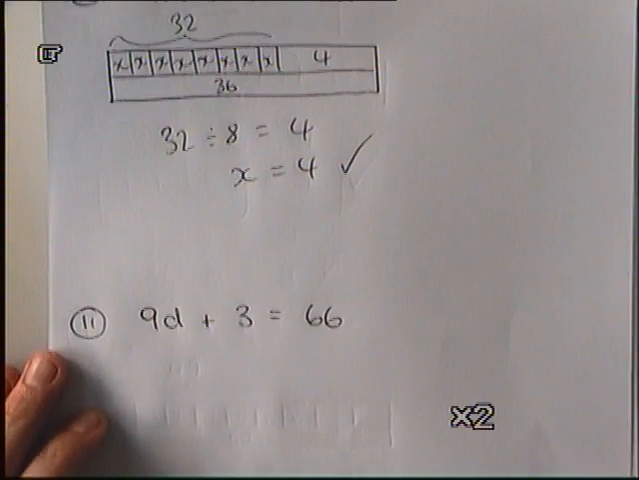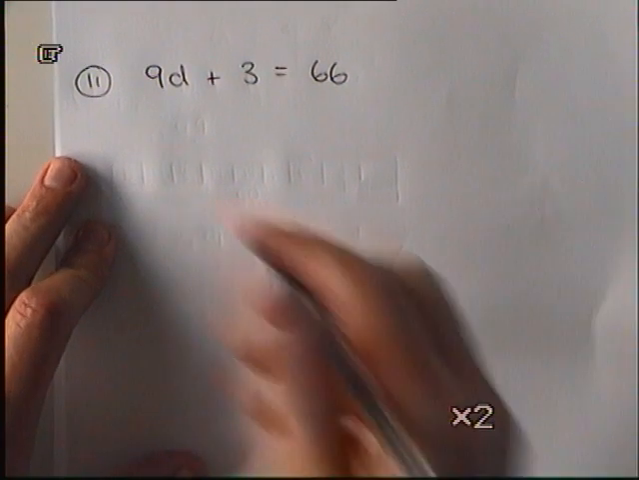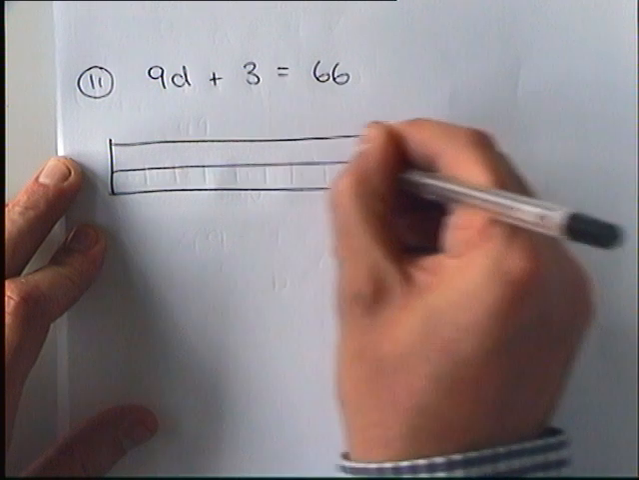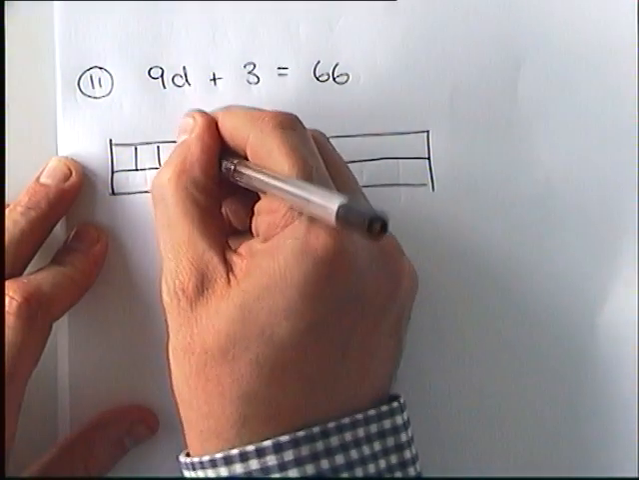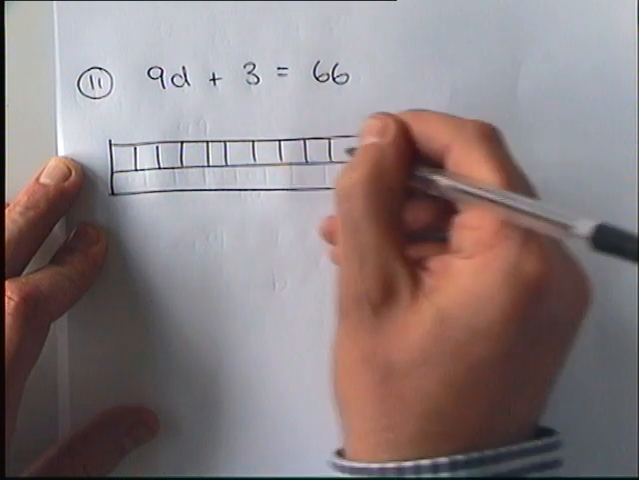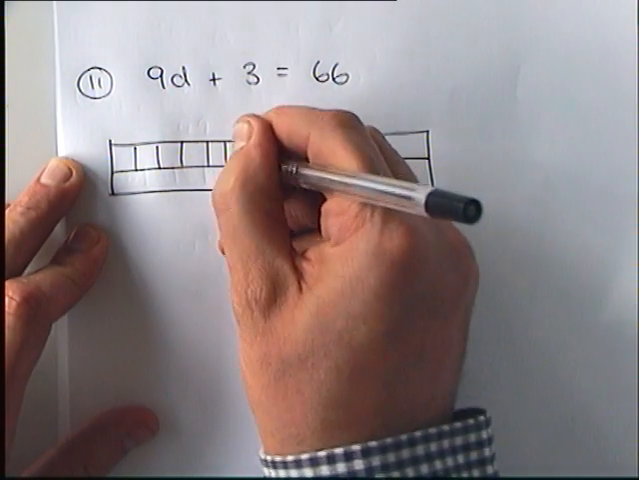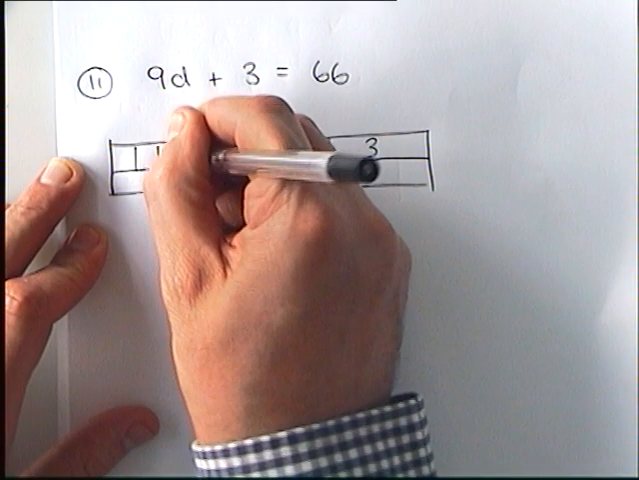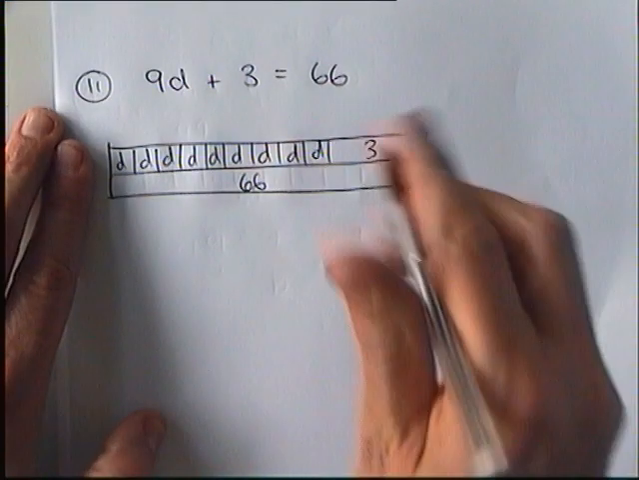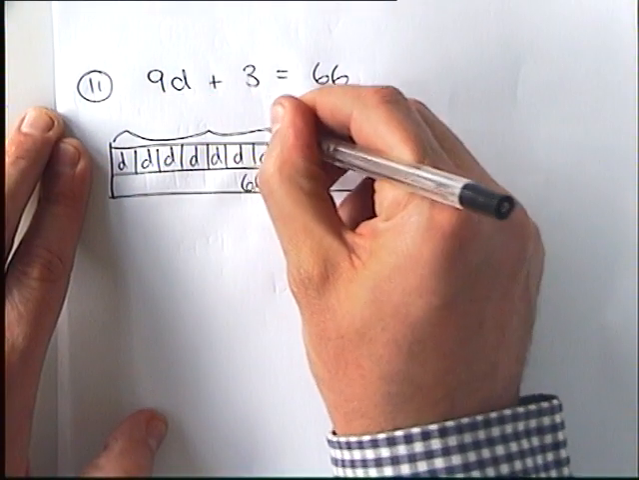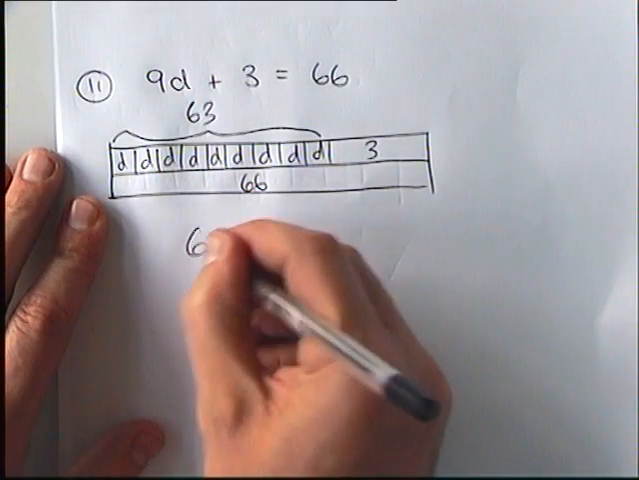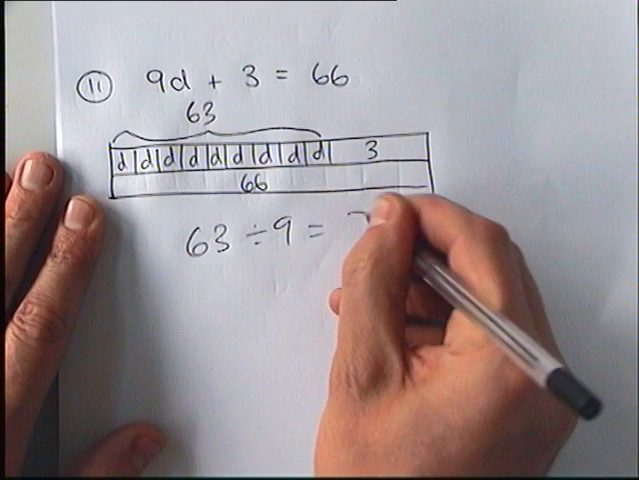Okay, let's look at number 11. Slightly longer this time, so I've got to do 9. 1, 2, 3, 4, 5, 6, 7, 8, 9. These are D's. 66. Take off the 3. And you get 63. And 63 divided by 9 is 7. So D equals 7.